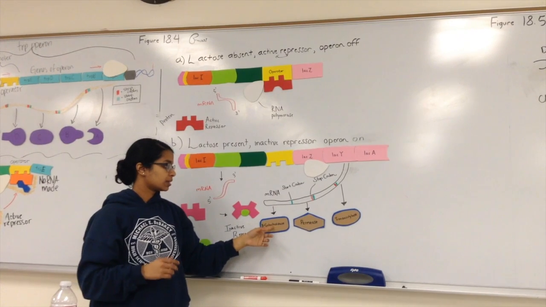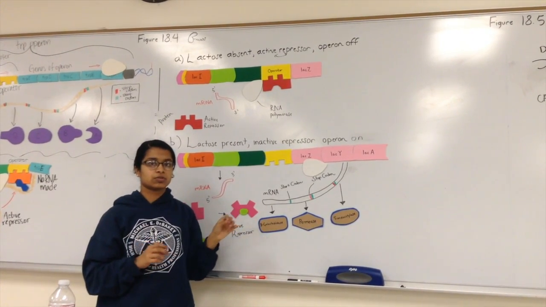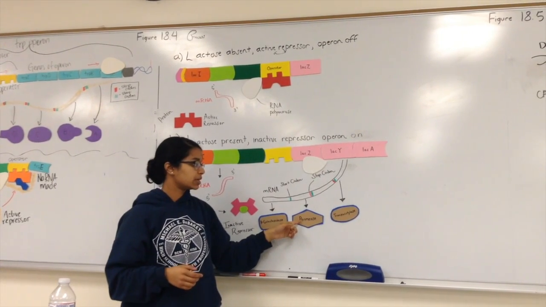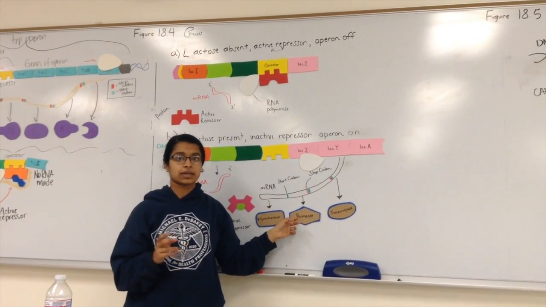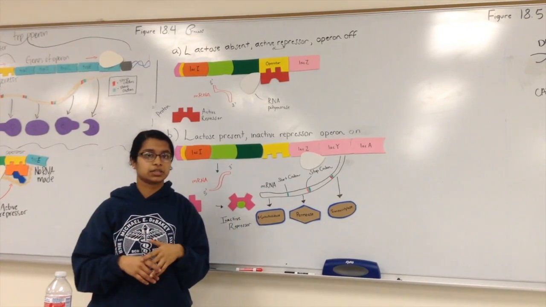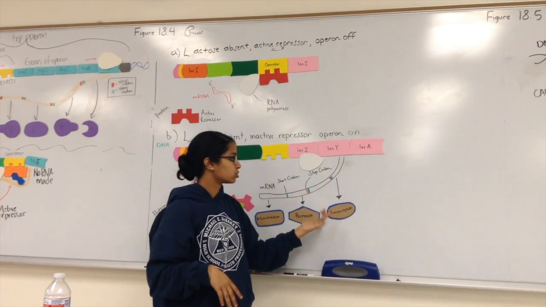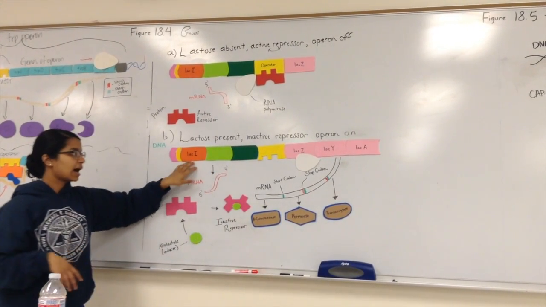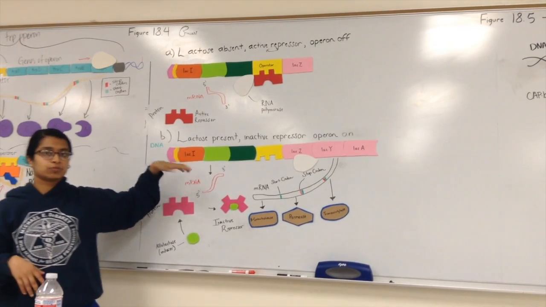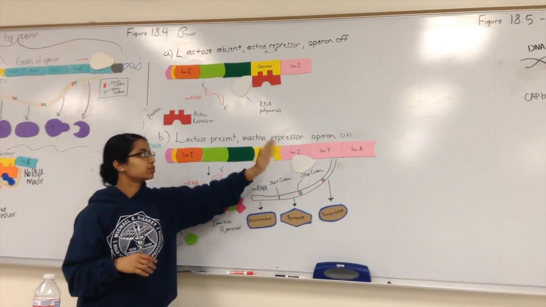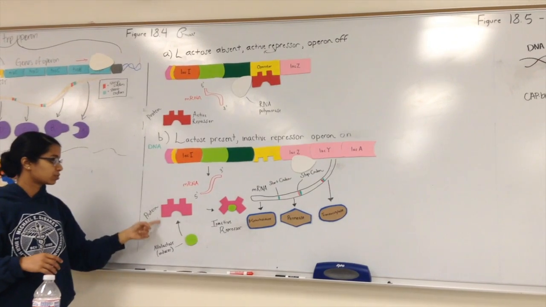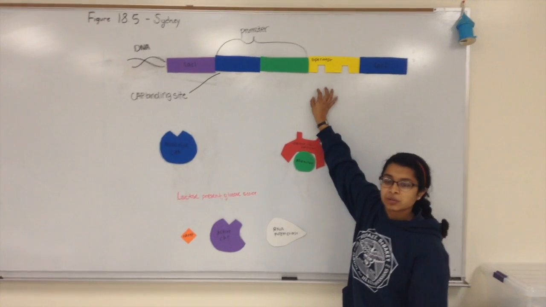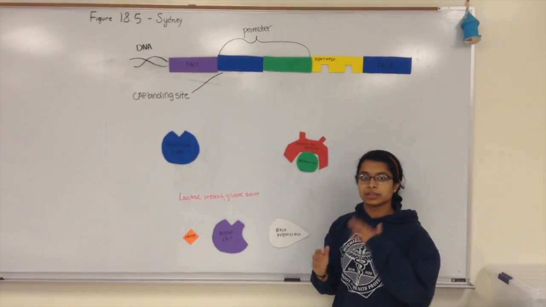lacZ codes for beta-galactosidase, which is responsible for converting lactose into galactose and glucose. lacY codes for permease, which is a surface protein that can allow lactose into the cell. And lacA codes for transacetylase, whose purpose is unclear. Also, lacI, which is a gene located upstream from the rest of the genes of the lac operon, codes for the repressor protein.